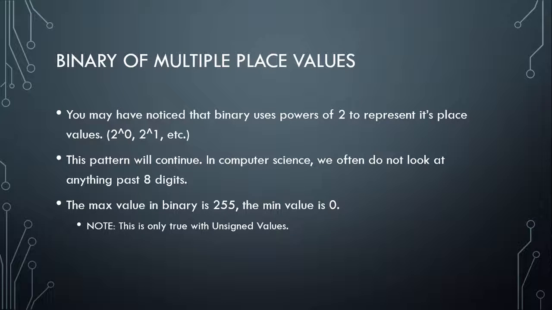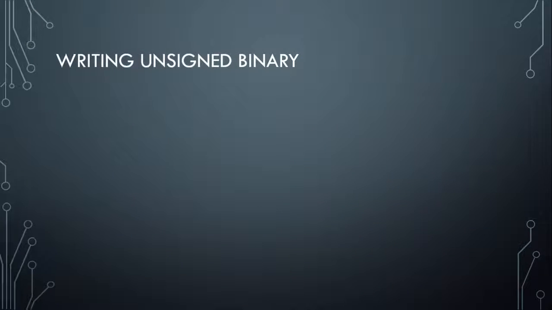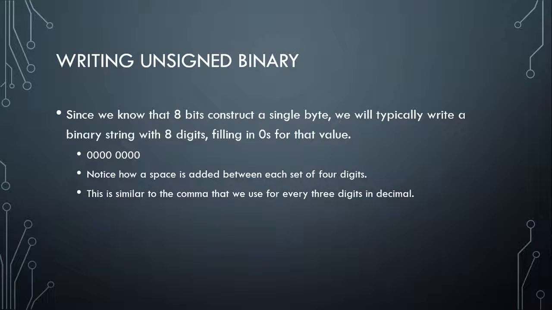The minimum value is 0. Now, a quick side note is that this is only true with what's called unsigned values. With signed numbers, the range changes from negative 127 to positive 127. As you know, 0 to 255 doesn't deal with negatives. If we want negatives, we have to get into signed numbers. So let's talk about unsigned binary and how to write it. Since we know that 8 bits construct one single byte, we typically write a binary string with 8 digits, filling in zeros for that value.